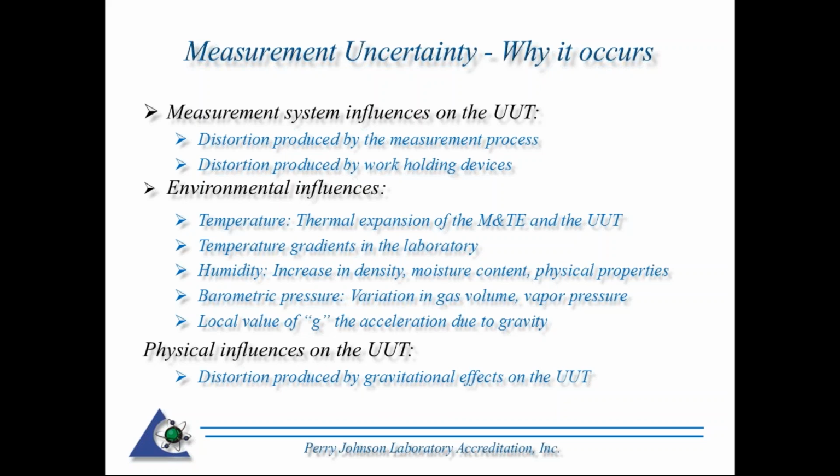We have environmental influences. Typically these include temperature. With a lot of the dimensional work with different metals, we have thermal expansion of the measurement and test equipment and the unit under test that reacts differently to different temperatures. It's the thermal expansion and the temperature effects there. Temperature gradients in the laboratories. I have a well-controlled lab, however, you have temperature gradients in there, temperature differential. Depending on how tight your controls are on your lab is going to determine how great an influence this is. Where you're sitting, where you're doing the testing, where your standard and your unit under test are, they're in the same lab, but due to temperature gradients, there could be uncertainty associated with that.